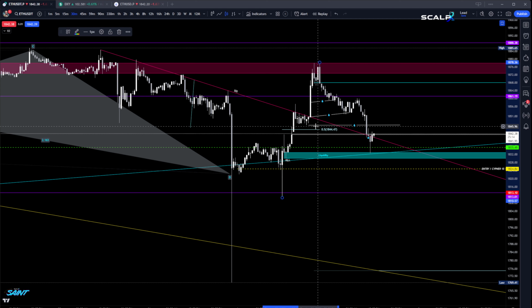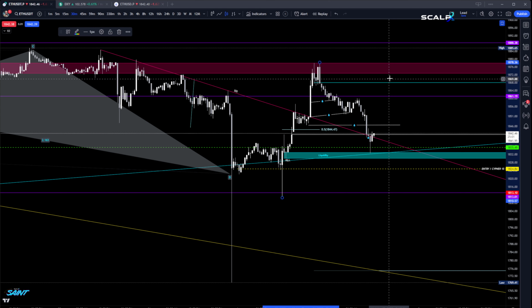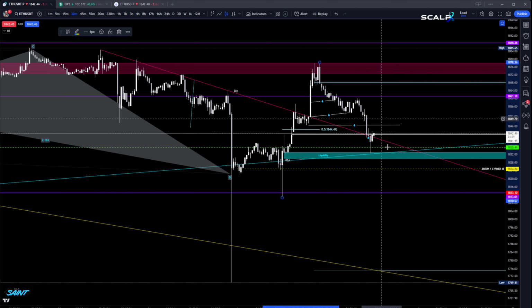It's like, all right, cool. We had some support here. Wasn't able to clear it. Liquidated that area. I'm going to short right here. And when that happens, don't be surprised if you just see a nasty candle just shoot right up.